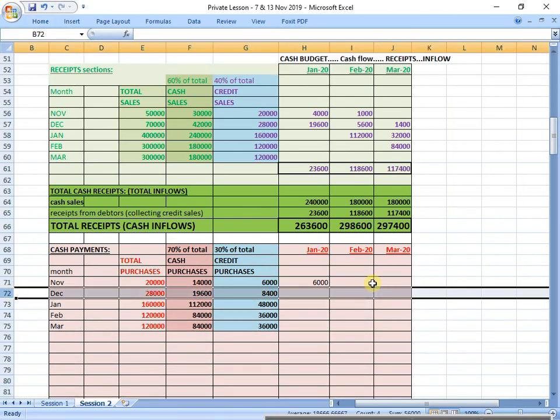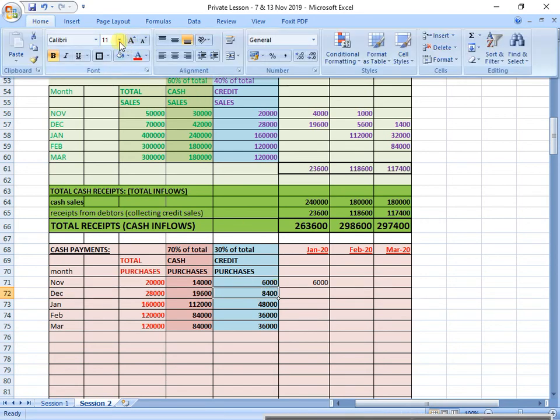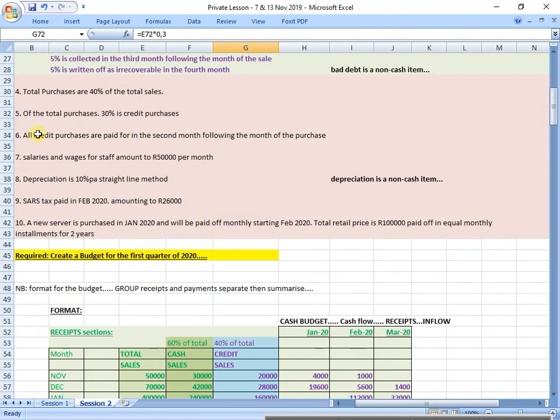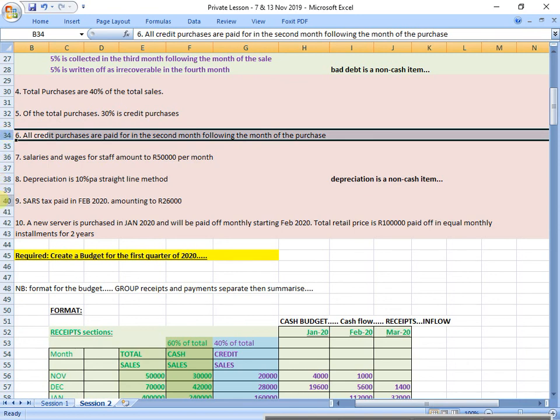Next line. December. How much did I buy in December? 8,400. Okay. Of December's purchase, the credit purchase, when do I pay? Go read the question again. All credit purchases are paid for in the second month following the month of purchase. So if I buy in December, when do I pay? December. Second month after December? February, yes.